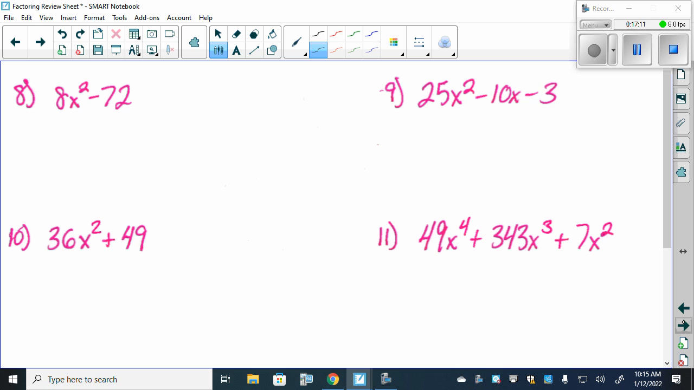8. 8x squared minus 72. Well, 8 is not a perfect square, and 72 is not a perfect square. So what do we need to look for? A greatest common factor. Is there a greatest common factor between 8x squared and 72? 8 times what is 72? So 8 will go into both. This would leave us with x squared minus 9.